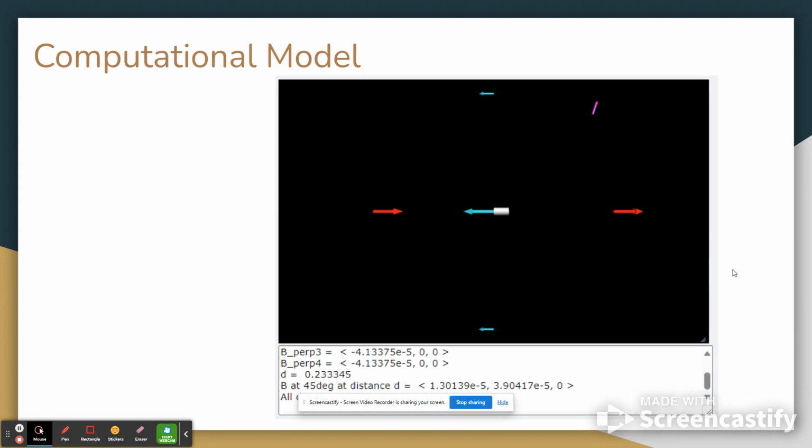And here is the computational model involved after you run the code. It shows you the moments and all the values calculated down at the bottom. Pause to view if you want.